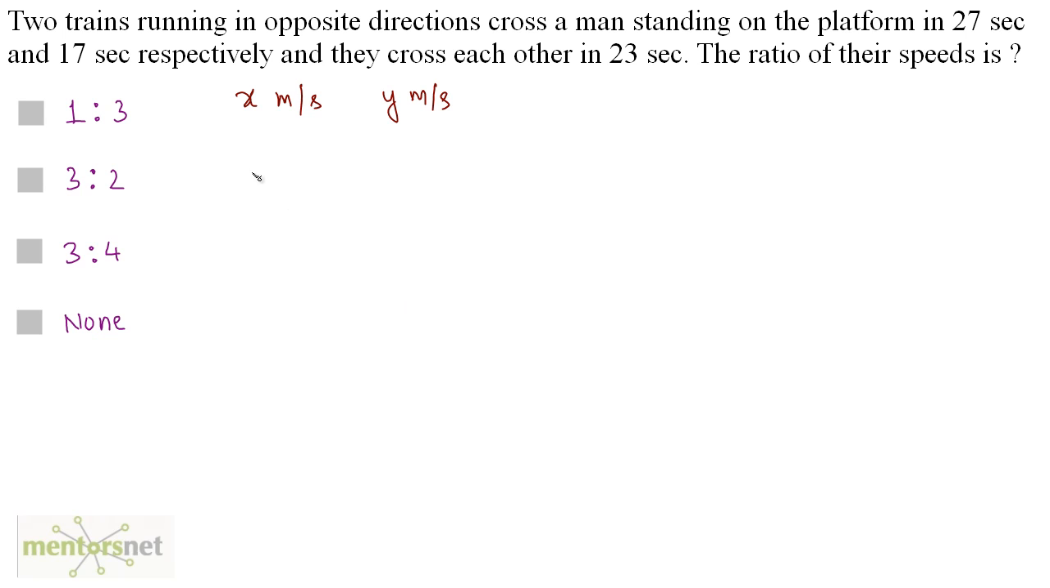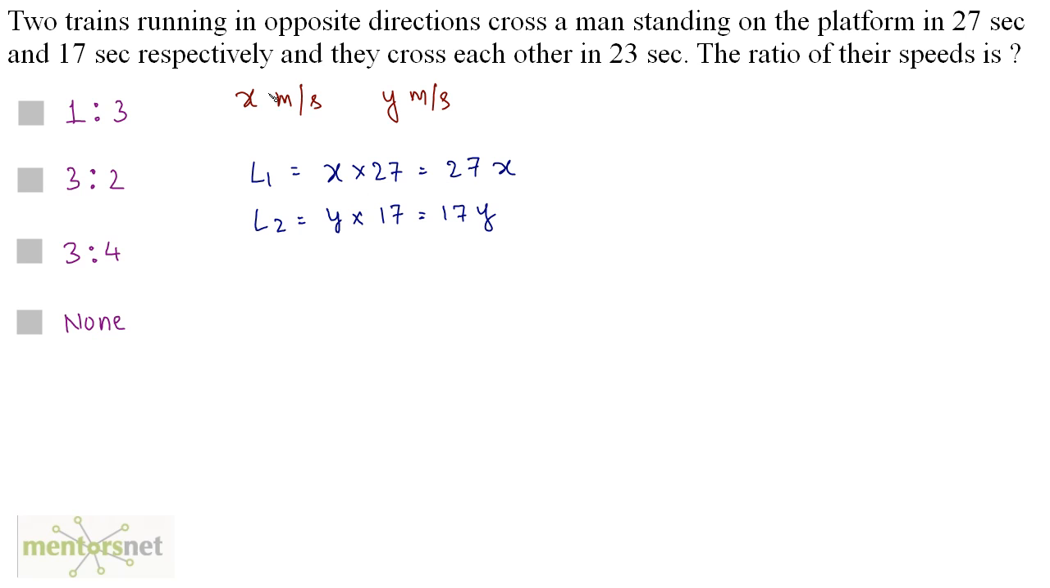So the length of the first train is equal to the speed into time. The speed is x meters per second into time is 27. So 27x. And the length of the second train is y, that is its speed, times its time, which is 17. So 17y is the length.